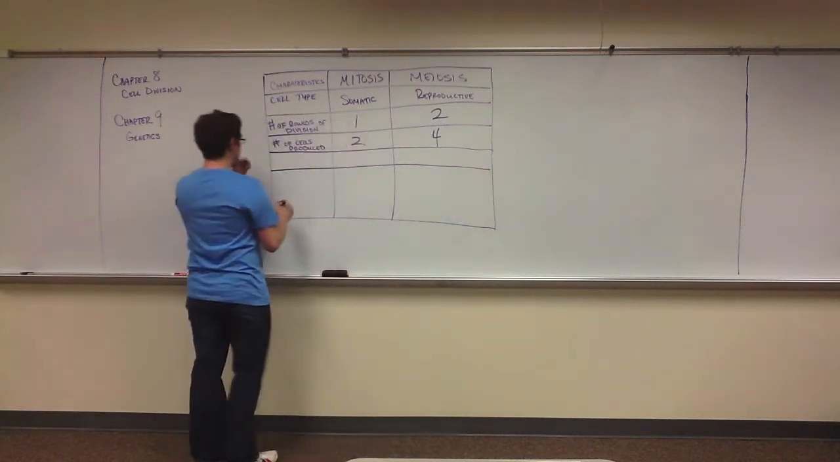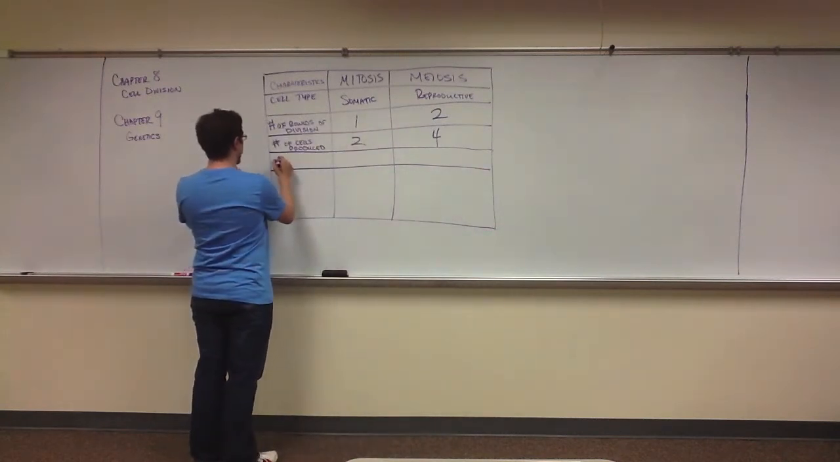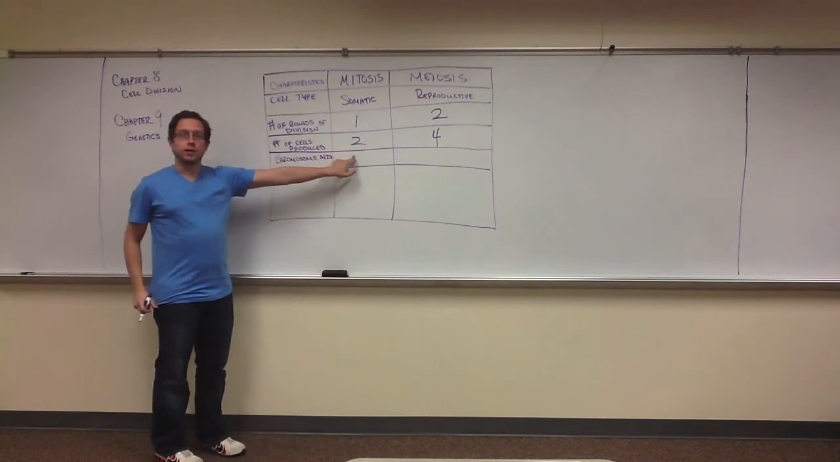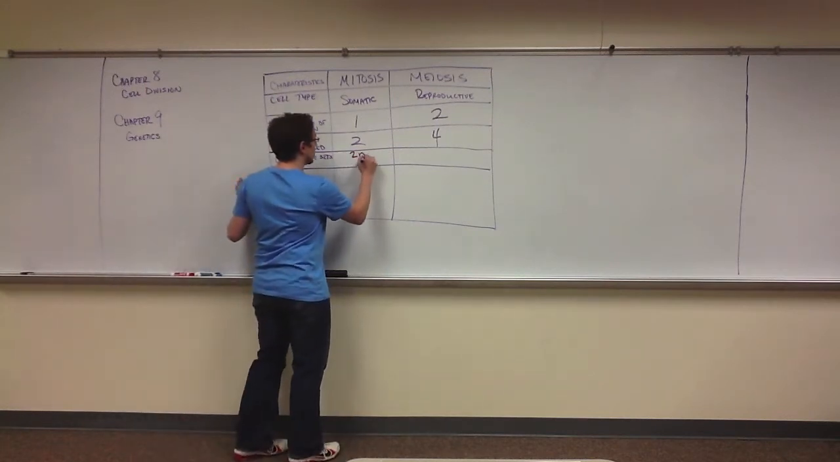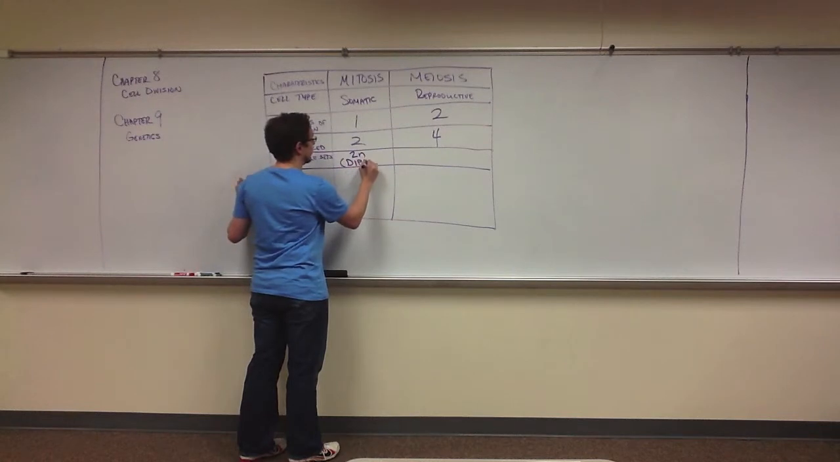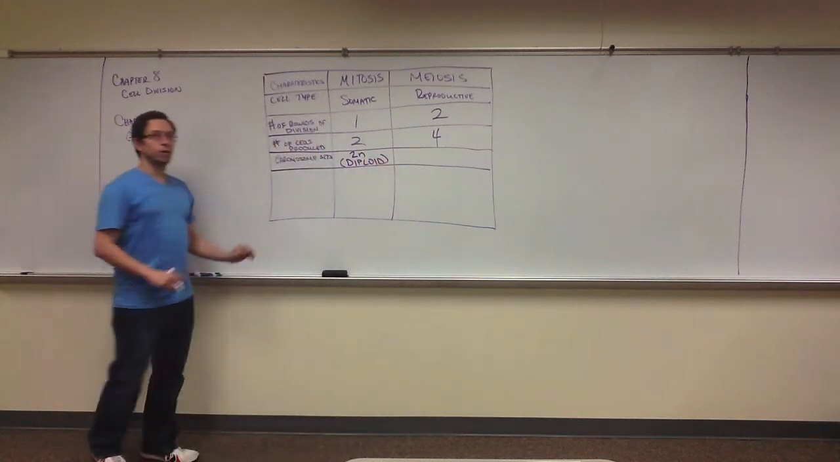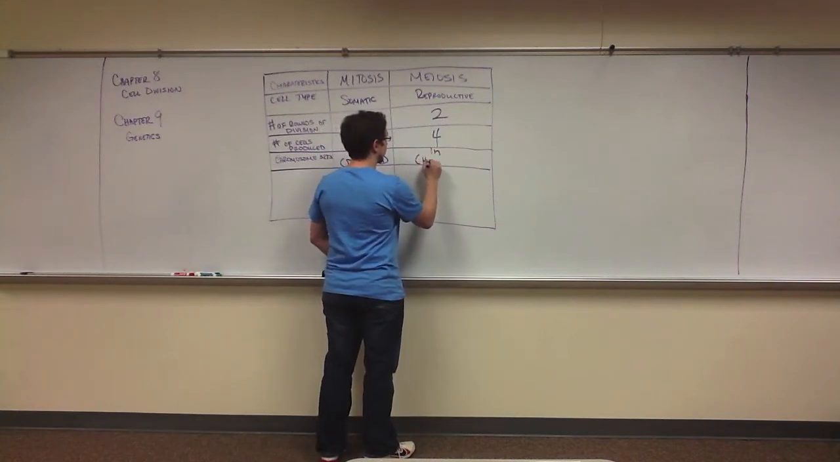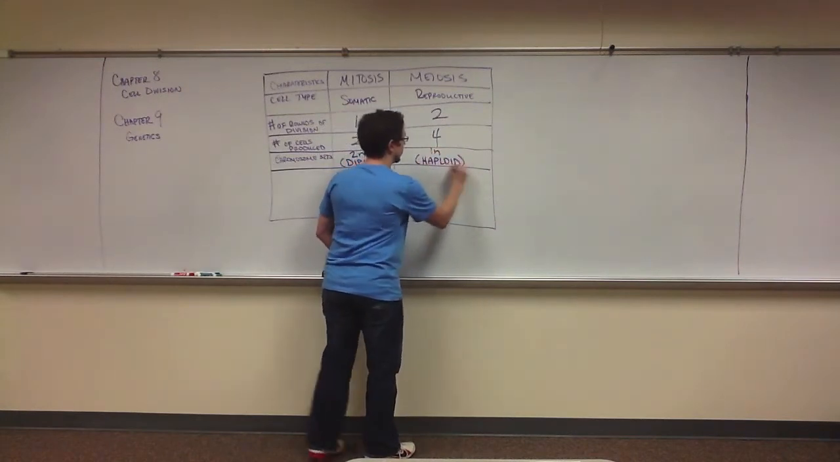Next, let's talk about the chromosome sets. At the end of mitosis, the cells have how many chromosome sets? 2, right? So it's going to be 2N, which allows us to classify those cells as diploids. What about at the end of meiosis? 1 chromosome set, which means they're going to be classified as haploid cells.